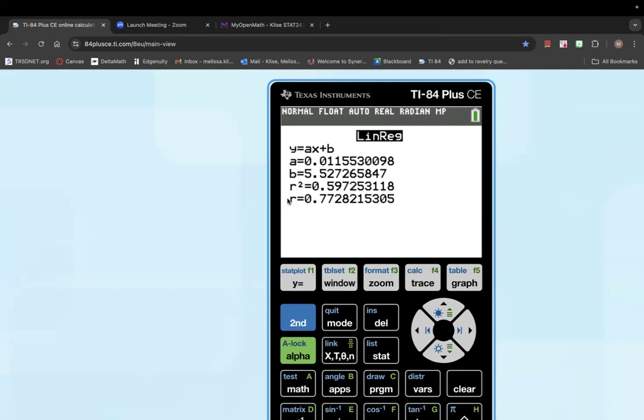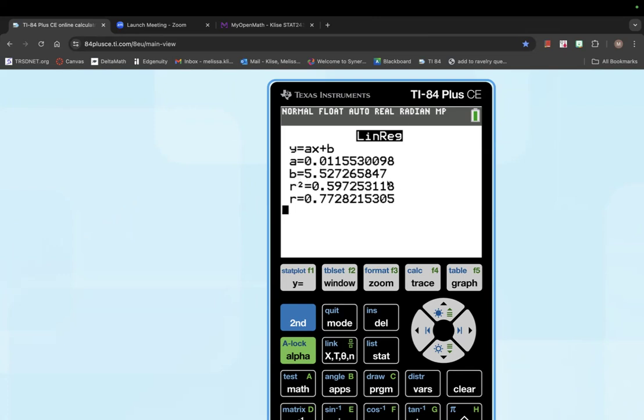So we don't use the R squared a lot in this class, though I think you might have one or two homework questions that ask you about R squared. I'm going to explain to you what it means. So this gives us an equation. This A right here is the slope and the B is our y-intercept. So if I was writing an equation, it'd be y equals 0.116x plus 5.527. We're going to write that in a minute.